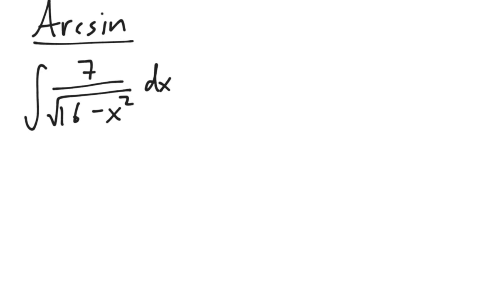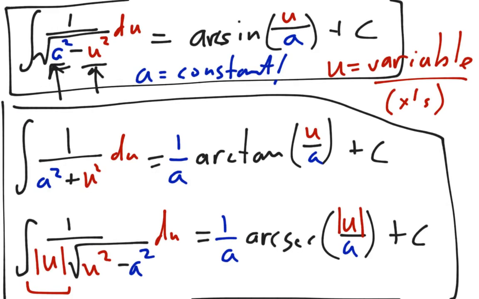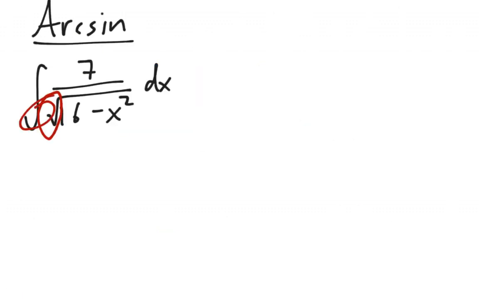So then you're like, okay, I can't do u sub. I have a square root in the bottom. So let's go back and look at the arc trig examples. And the ones with square roots are arcsine and arcsecant. But arcsecant has this absolute value of u on the outside, which we do not have in our thing here. There's nothing on the outside there.